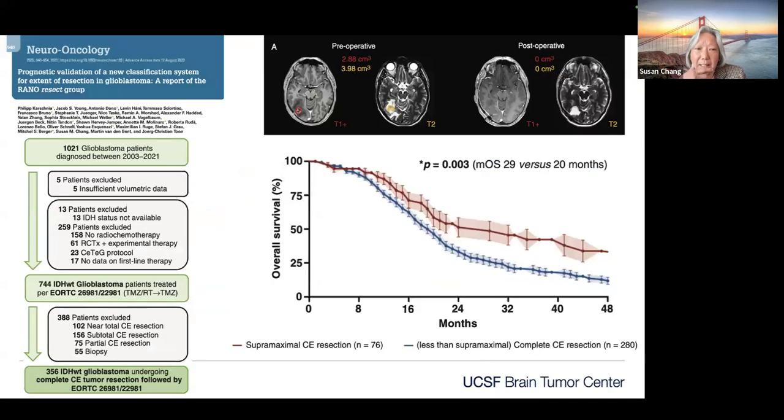And this was subsequently validated in the RANO RESECT group, an international group of investigators who looked at this information and tried to classify patients again based on whether those patients had residual contrast enhancing, but also non-enhancing disease. And you can see here the difference for what's called a supramaximal contrast enhancing resection, where you go beyond the contrast enhancement, compared to less. So what they did was, of all of these patients, they identified 356 patients with wild-type glioblastoma who had a complete contrast-enhancing disease resection, and then looked at whether the volume of non-contrast enhancement had an impact. And this is the results.